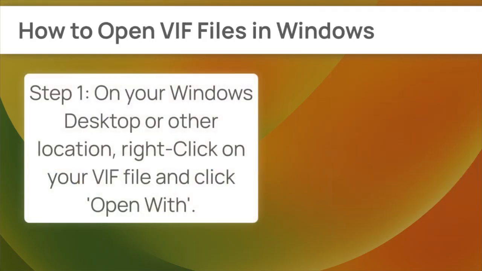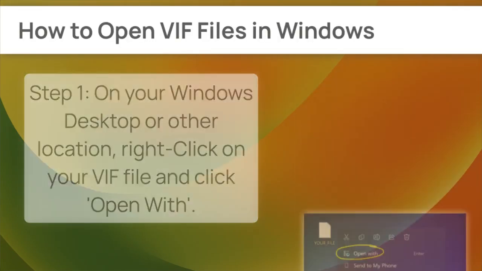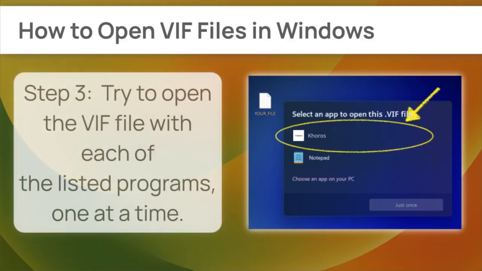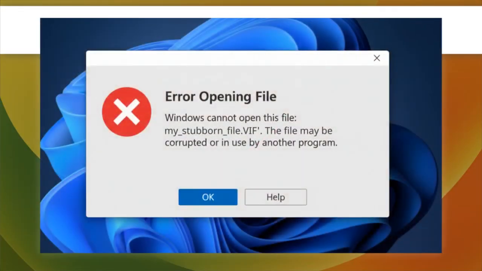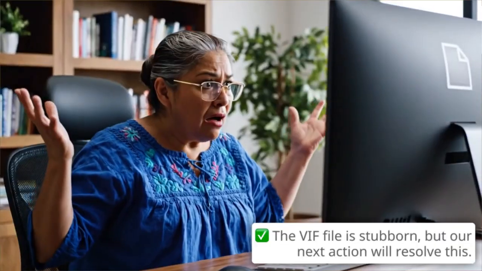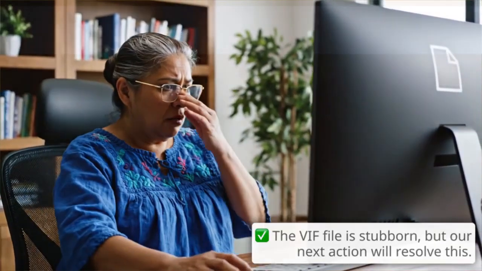Your most effective first step: right-click the VIF file and select Open With. If Khoros is installed, use it. If not, choose another program. Keep testing until the file becomes accessible. If you cannot access the VIF file, no problem. The system isn't broken, the file is simply misunderstood. Here are the most common technical causes for this VIF error before we apply the universal fix.